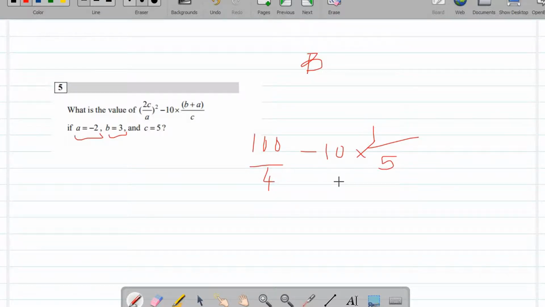Okay, so now we have 100 over 4 minus 10 times 1 over 5. Now some persons may wonder, are they going to do 100 minus 10 first? 100 over 4 minus 10? No, with your BODMAS, you're supposed to do your multiplication first. So it's 10 times 1 over 5. That will give you 2. And then this is 100 over 4, which gives you 25. So you have 25 minus 2, and the answer is 23. So clear that.